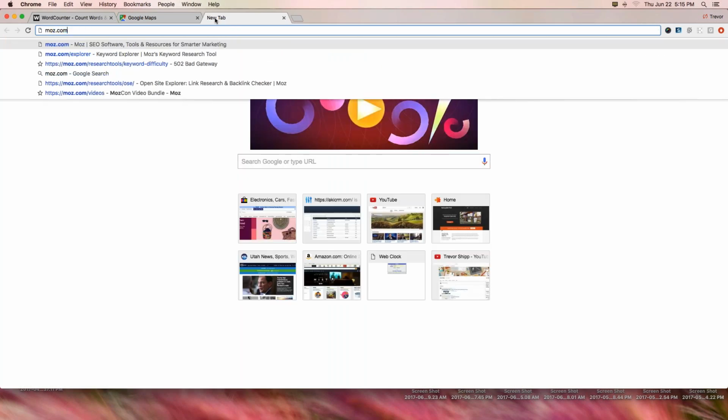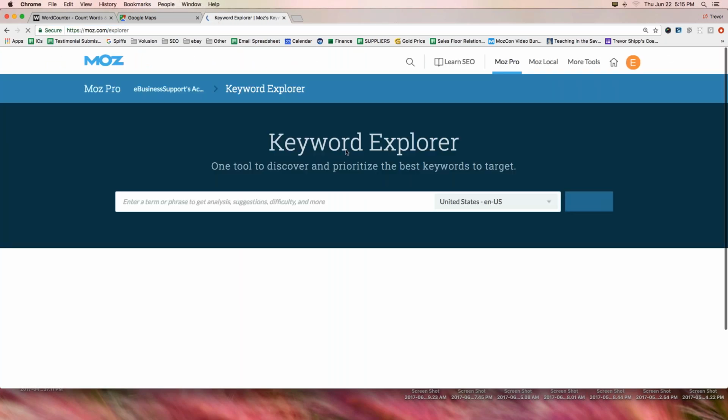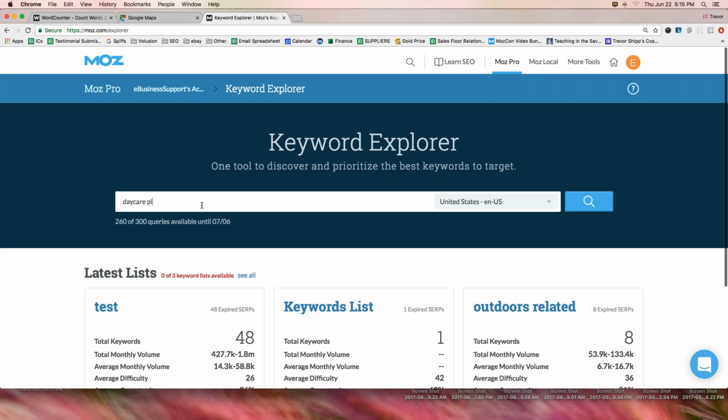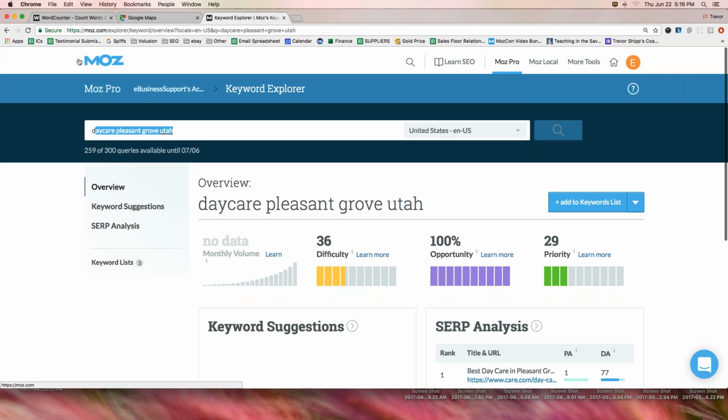Let's use the Moz tool. You get 2 free searches a day on the Moz tool, by the way, guys. Moz.com/explorer. So I'm going to do daycare Pleasant Grove, Utah. Okay, that'll be my keyword search here. Actually, this is a good example because I'm not getting any results here. You'll notice on this particular tool, under the monthly volume, it gives me no data, right?